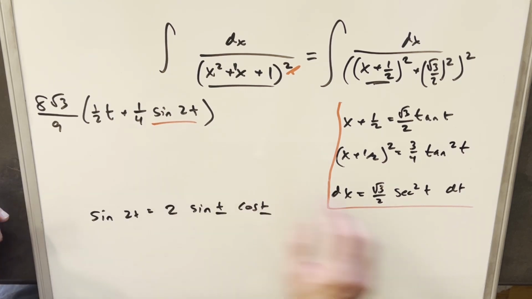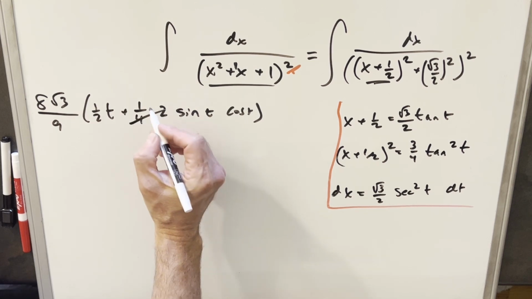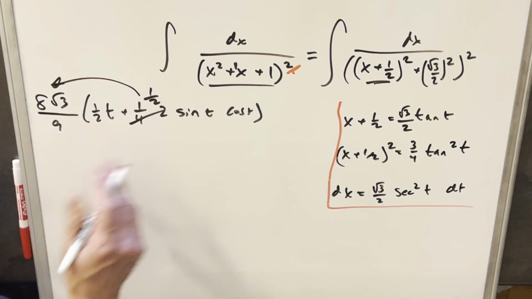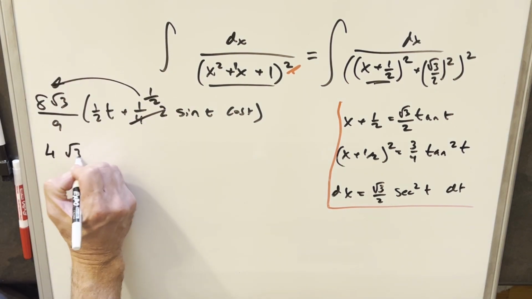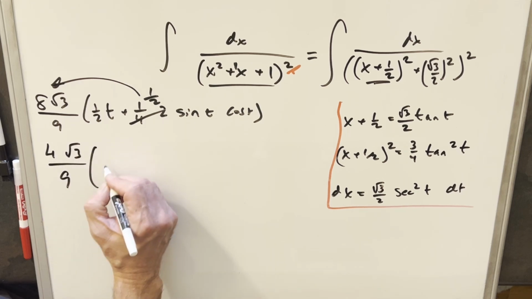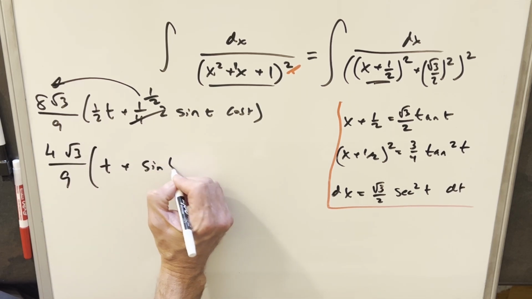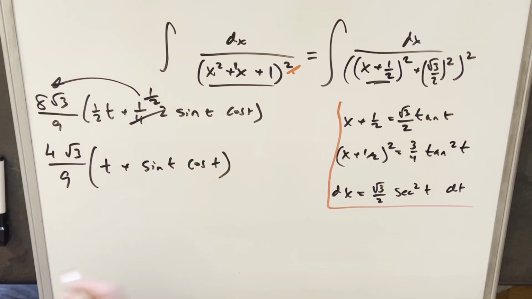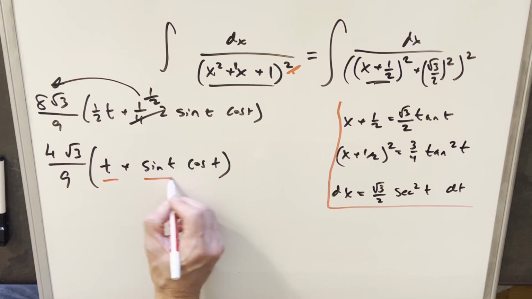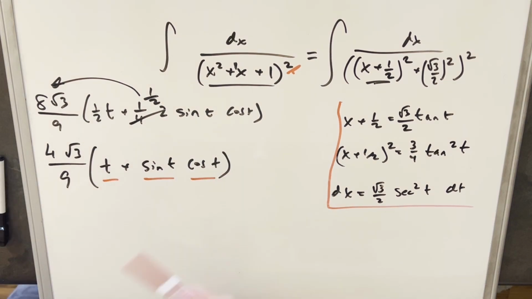So let's put that back in here. But then I'll cancel the 2 with the 4 here, and we'll have a 1/2. So factoring out the 1/2, that's just going to give me in front 4 square root of 3 over 9, and then we're just going to have t sine t cos t. Then all I need to do now is get a value for t, sine t, and cos t, and that's not going to be too hard.